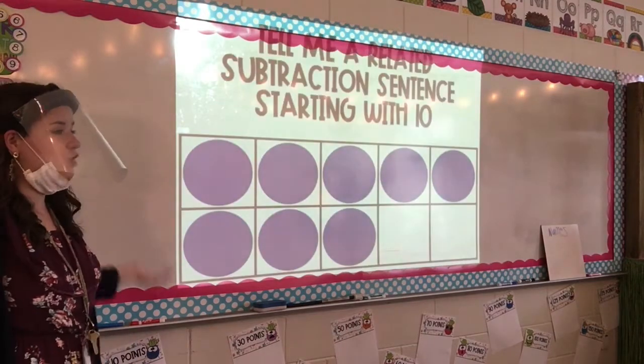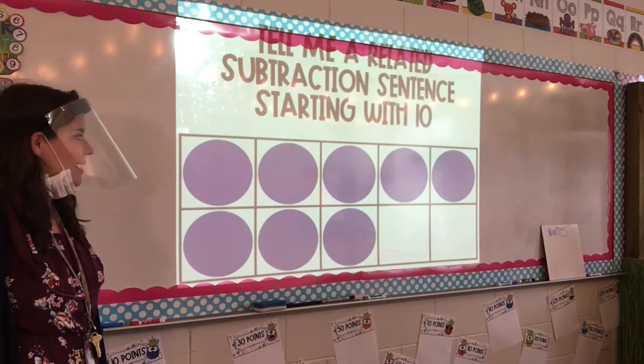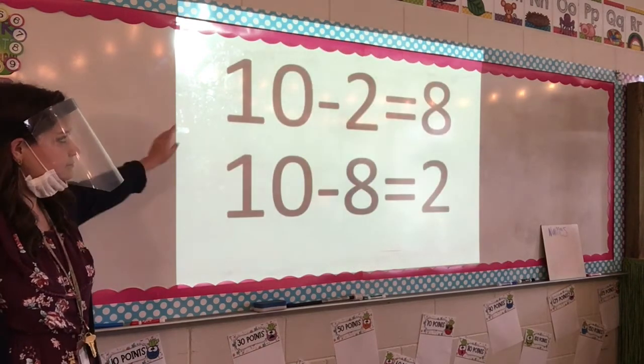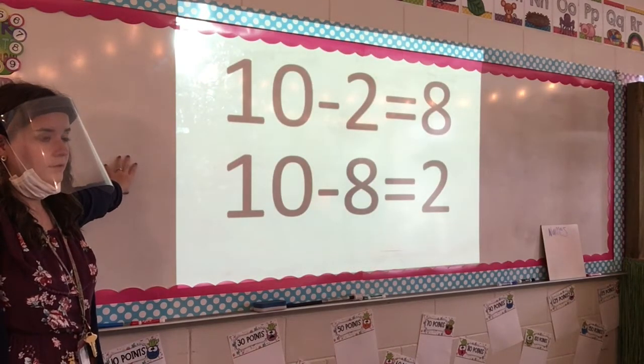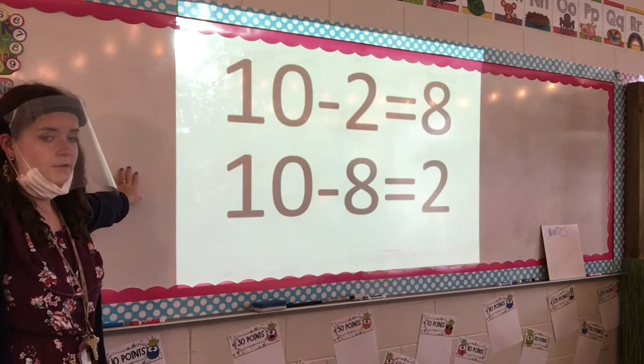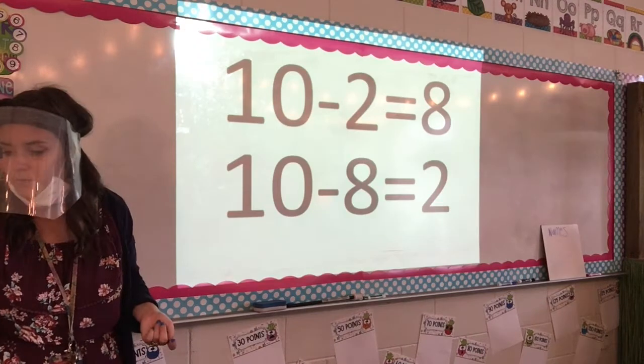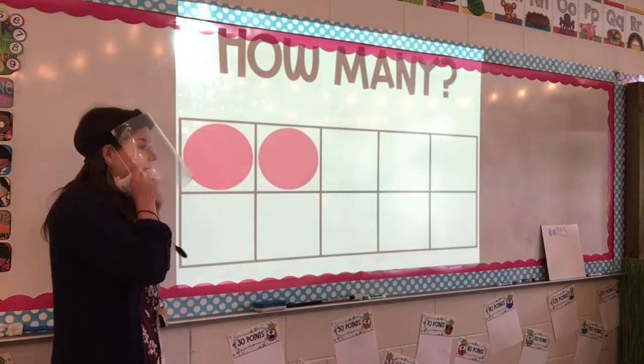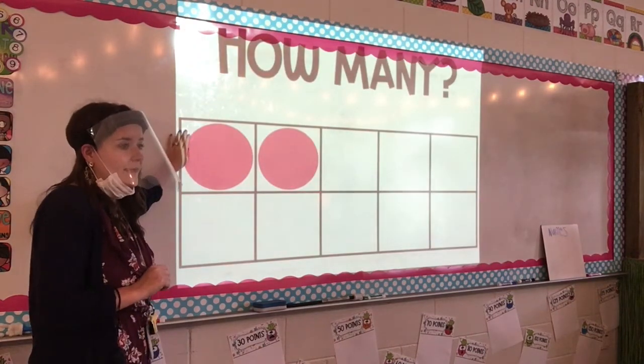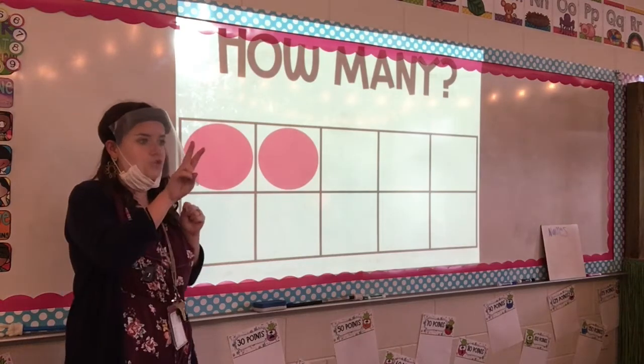If I made this a subtraction sentence, how could I do that, Micah? 10 minus 2 is 8, or 10 minus 8 is 2. How many do I have now? Keep your mask up. Anna? 2. I have 2.